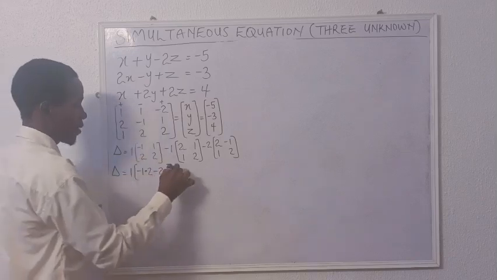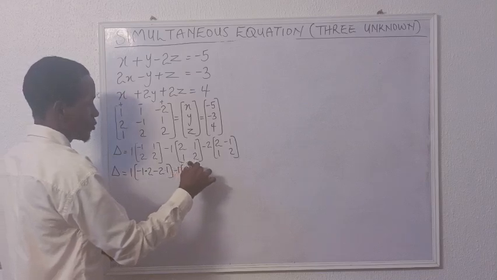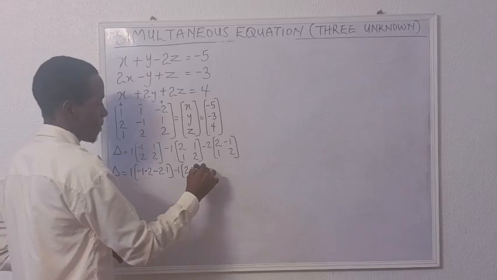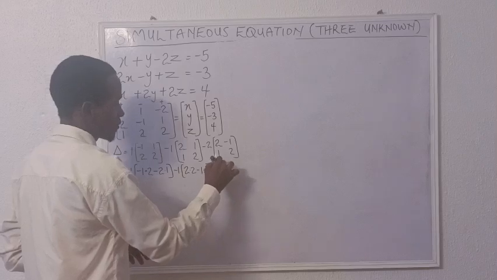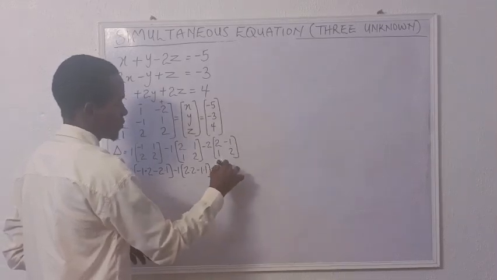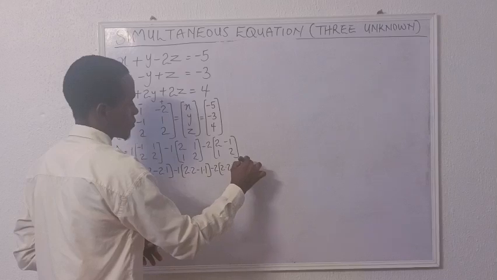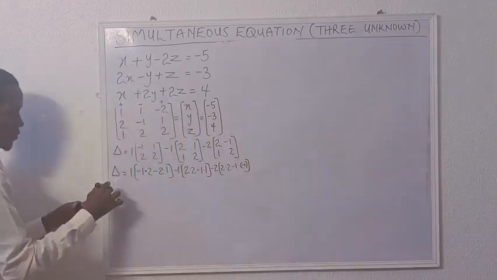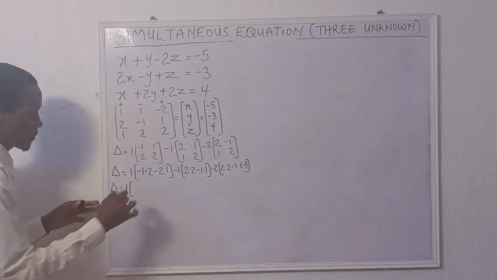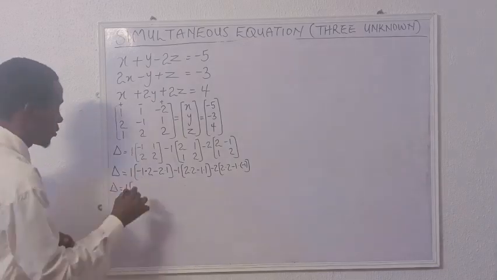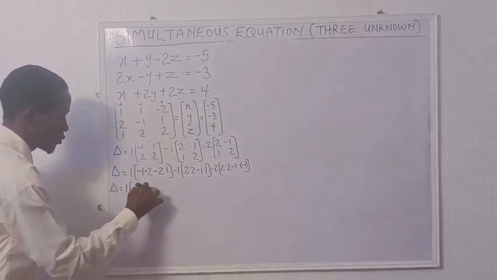The next one, minus 1 bracket 2 dot 2 minus 1 dot 1. Again, the last one, minus 2 bracket 2 dot 2 minus 1 dot minus 1. So my determinant is going to give me 1, open bracket, minus 1 times 2, which is going to be minus 2, minus 2 times 1, which is also going to be minus 2.